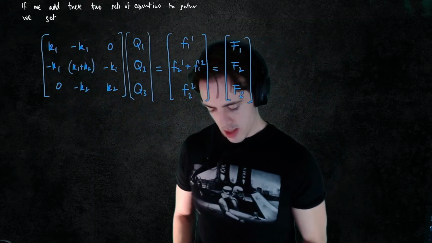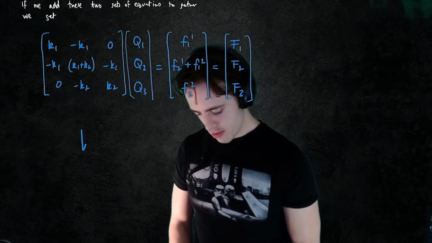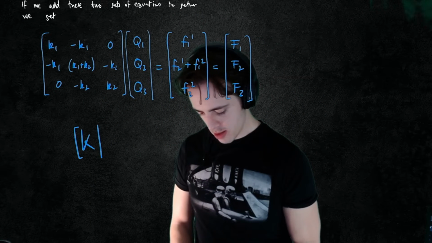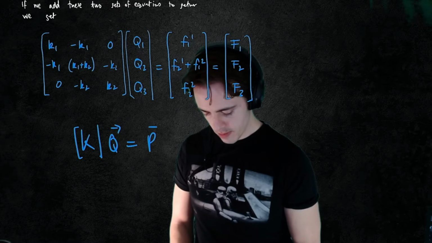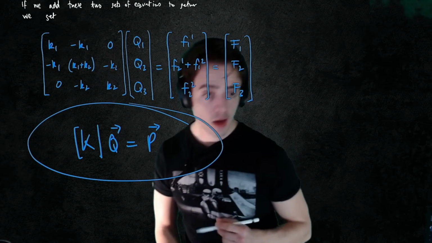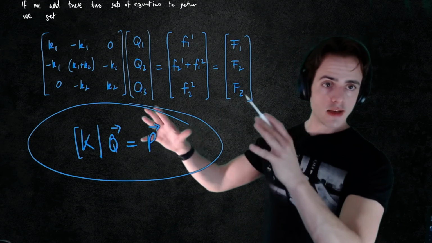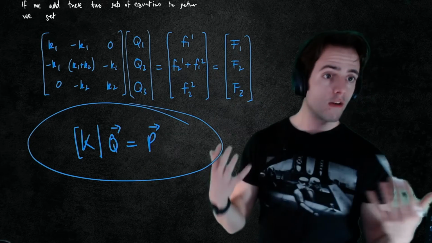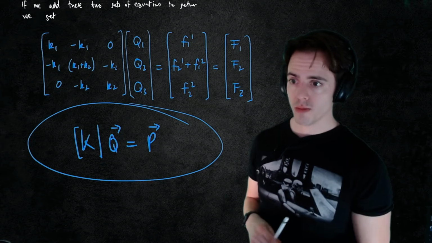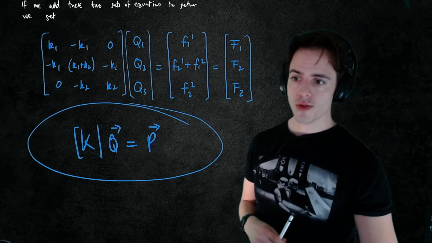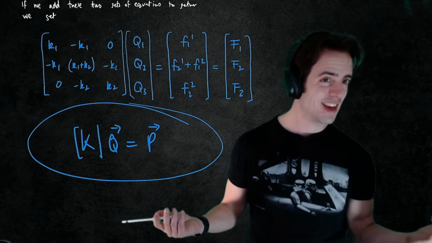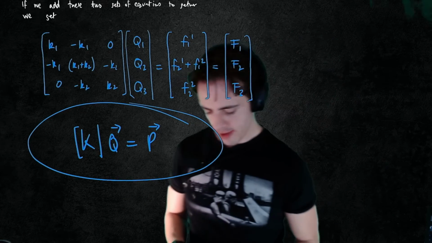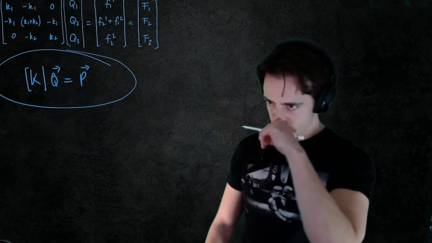Okay, so what we have here now is K Q equals P for our problem. We've produced a set of equations for the combined two-spring problem that enables us to solve this problem, okay, if we have the boundary conditions. But let's just have a look at what we've produced.